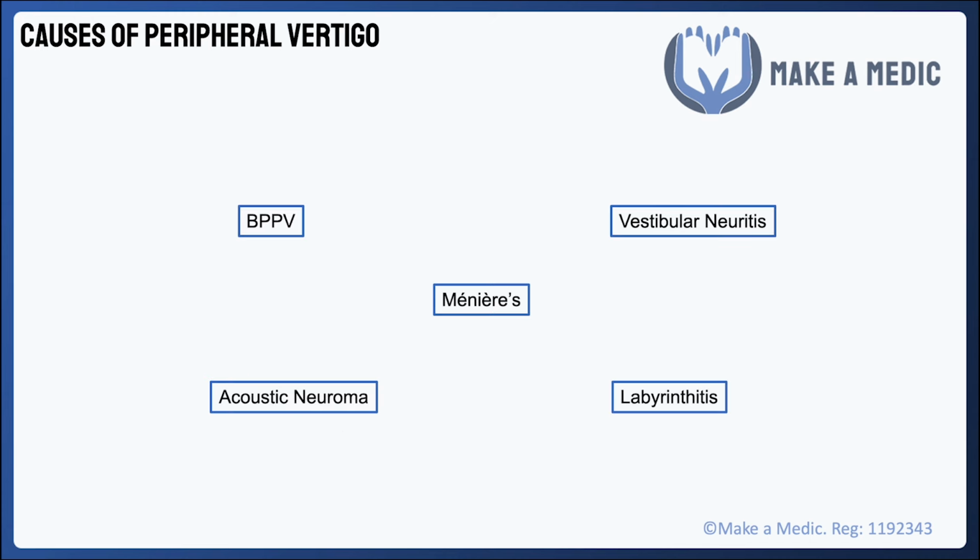Now let's look at some of the main causes of peripheral vertigo. And you might be familiar with the names of these conditions and the buzzwords associated with them, but we're actually going to look at how these conditions affect the vestibular apparatus, which will then make it easier to remember and appreciate the signs and symptoms that they cause. The first and most common balance disorder is BPPV, which stands for Benign Paroxysmal Positional Vertigo.